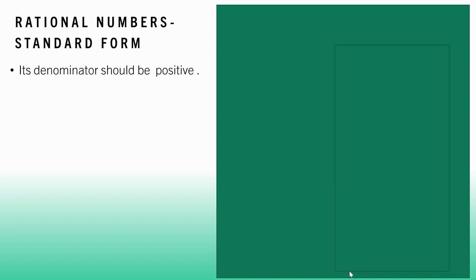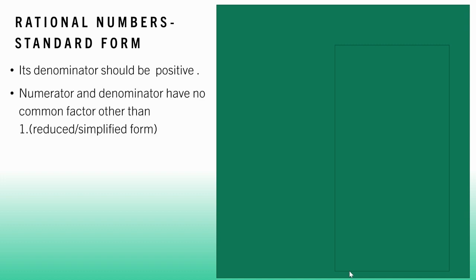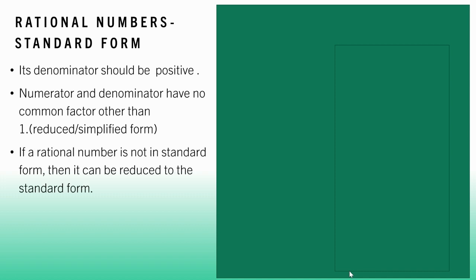Okay. The next point is the numerator and denominator have no common factor other than 1, which means there should not be any common factor to divide the numerator and denominator with. Or else we can mention that it should be in simplified form. So, suppose a rational number is not in standard form, what we have to do? We have to convert it to standard form. Got it? So, we will discuss a few examples for the same.